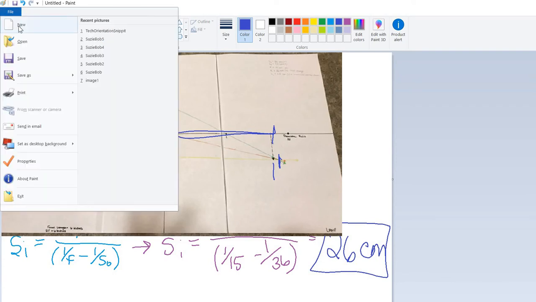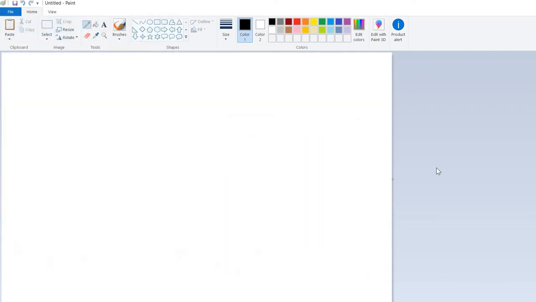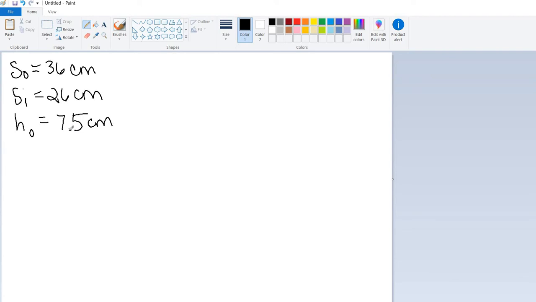Now we're going to find our image height, which is the last piece that we need to do in order to finish step 5. And I'm going to write down the values that I need to know. So I need my object distance, which is still positive. I need my image distance, which we just calculated. And I need my object height. And again, it's positive because my image is upright in my poster. So those are the values that I need because I'm going to use the magnification equation in order to solve this. Now the magnification equation looks like this.